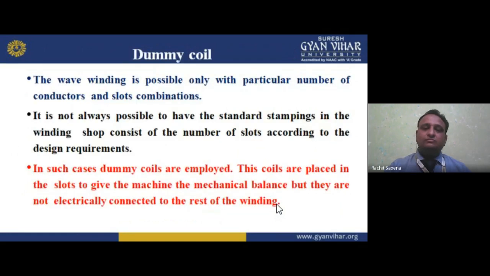Now, dummy coil. Before the dummy coil, I want to tell you one thing, my dear student. We have two types of winding: one is the field winding, another is the armature winding. So I am talking about the DC machine winding.